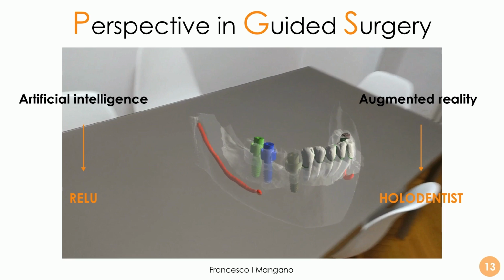But the point is, in the future we'll be able to skip the 2D planning, working straightforward with a 3D protocol, including and using artificial intelligence and augmented reality together, and it will be fast and predictable and very smooth, and we will save a lot of time, and it will also be fun because planning in 3D with augmented reality is fantastic.